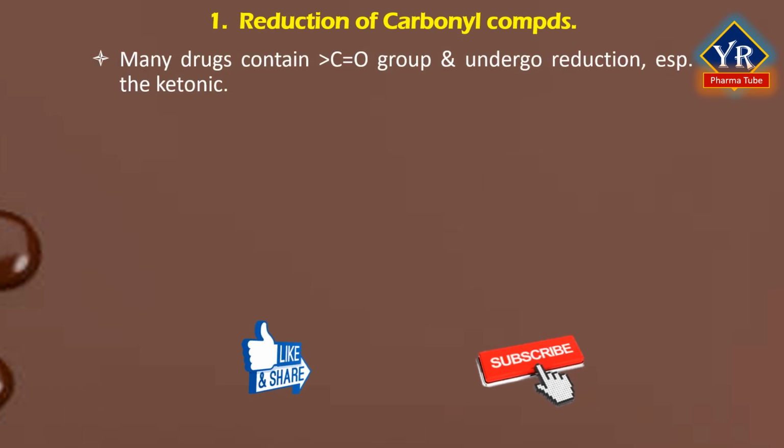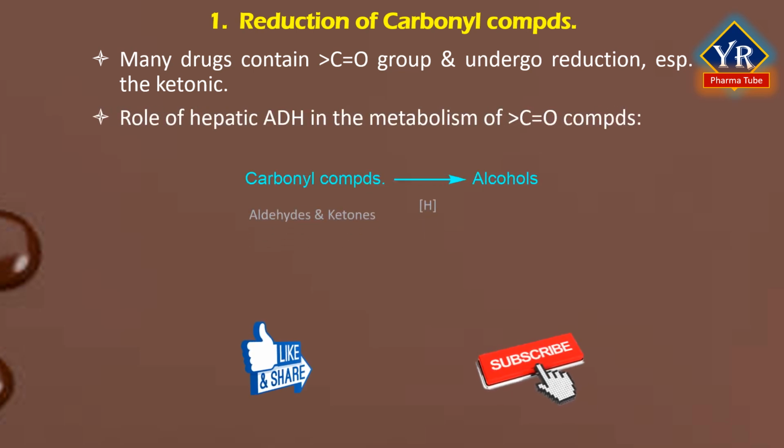Many drugs contain a carbonyl group in their structures and undergo reduction reactions, especially the ketonic group. Aldehydes and ketones are widely distributed and have several biological functions. In addition to alcohol dehydrogenase, there are several enzymes in the aldo-keto reductase family that may participate in the metabolism of aldehydes and ketones in the kidney.